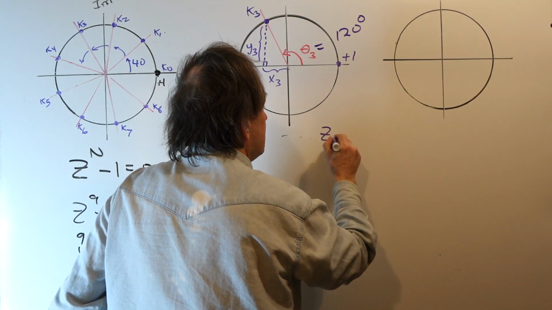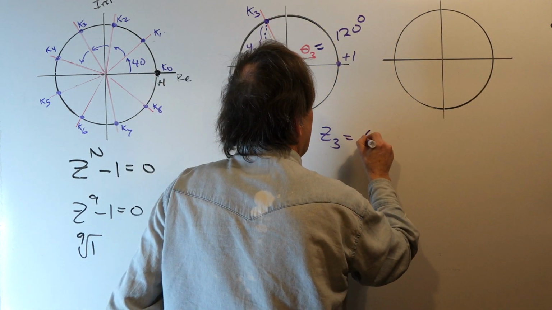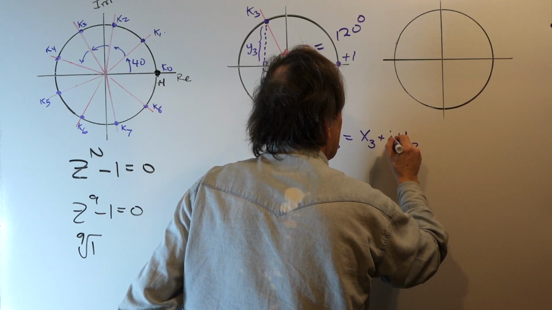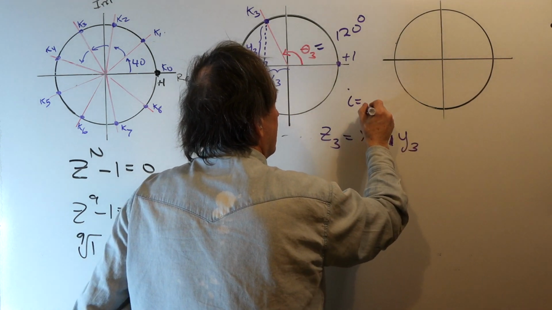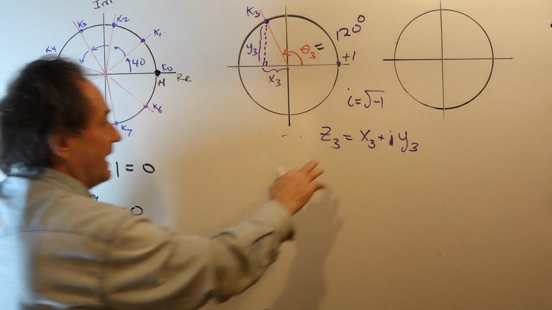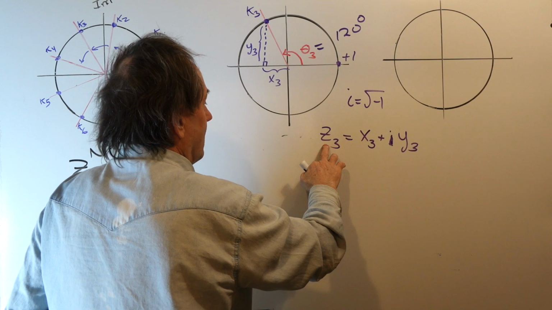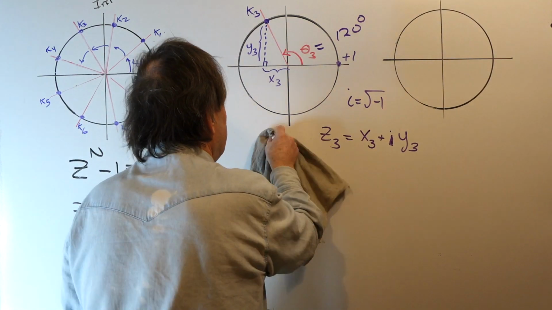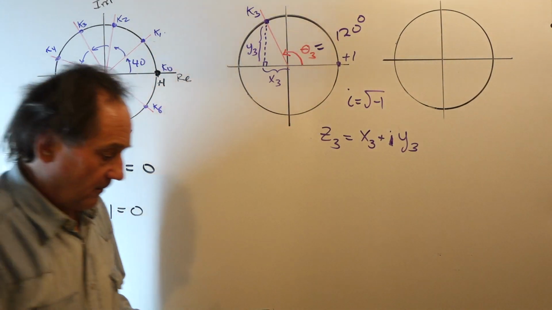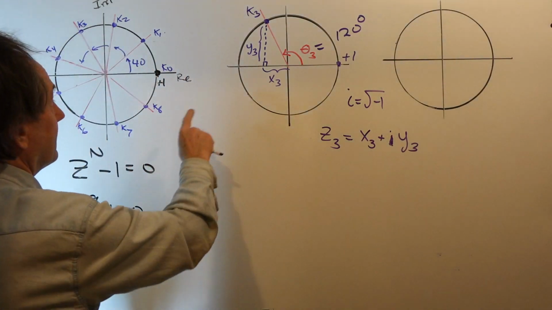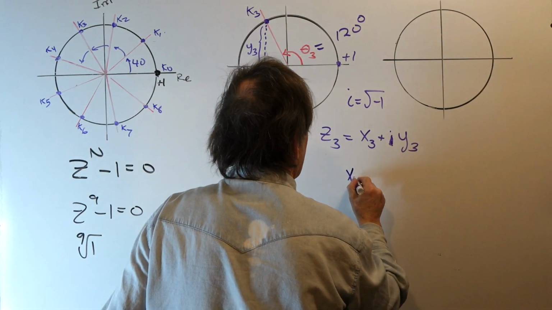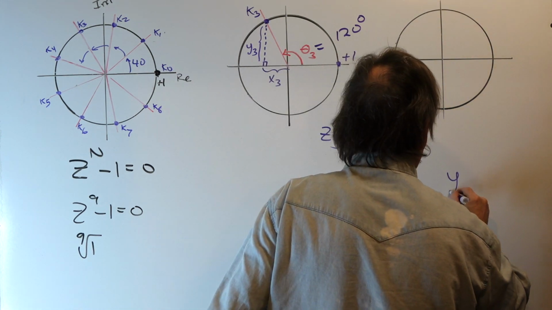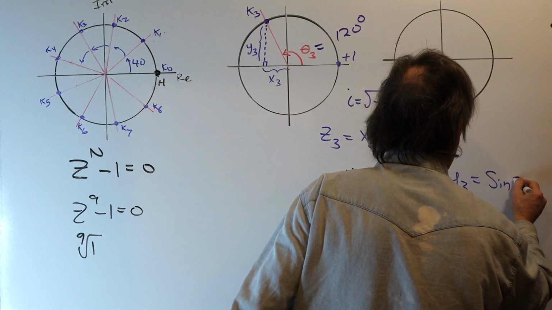The z3 root can be written as x3 plus j, or iy3, where i is the imaginary unit, square root of -1. The x3 is the real part of the complex number. y3 is the imaginary part. Now, we can see that x3 is going to be the cosine of theta 3, and our y3 is the sine of the angle.